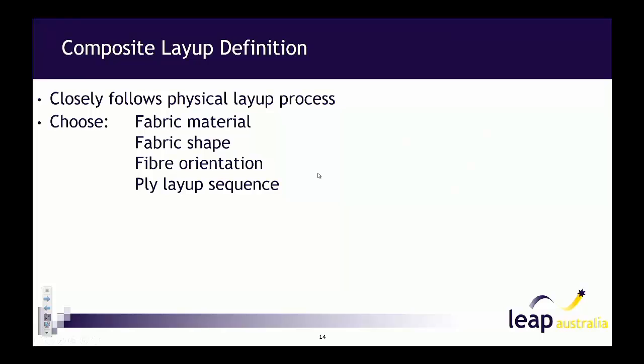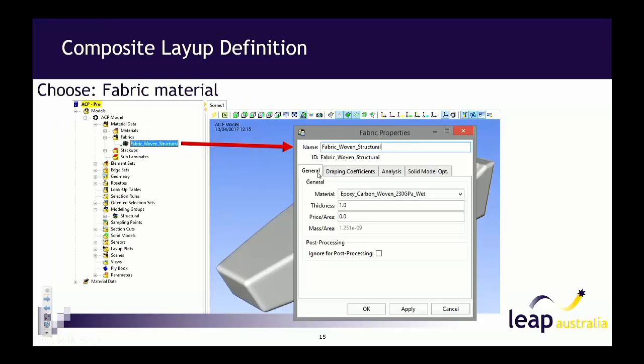You choose your fabric material, you choose the shape of that material, you choose the fibre orientation on your mould, and repeat. You build up your structure one layer at a time. So this is the same process that we'll follow in ACP. Choosing the fabric, very simple. There's a lot of presets included in ANSYS, or you could put in a material of your own if you've done material testing. All we need to do is select what material type and a thickness, exactly like you would do if you pulled it off a shelf.